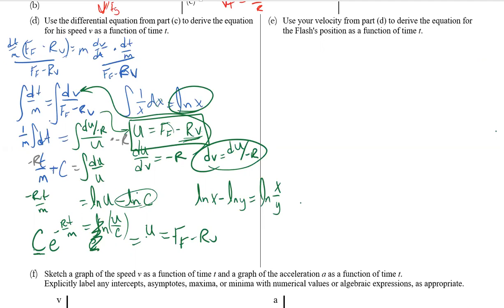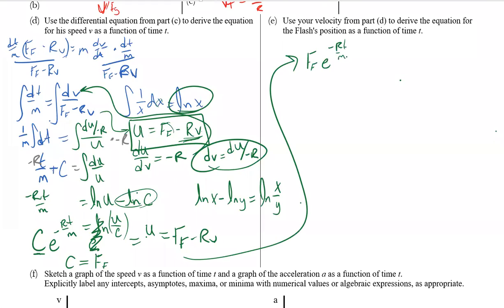So if the Flash starts at rest at time 0, what is e to the 0? It's just 1, so I would end up with c equals, and at time 0, if he's at rest, this velocity term is 0, so that constant has to be equal to the force that the Flash has. So if I plug that back in, I'm going to say the force of the Flash times e to the negative RT over m is equal to the force of the Flash minus Rv.